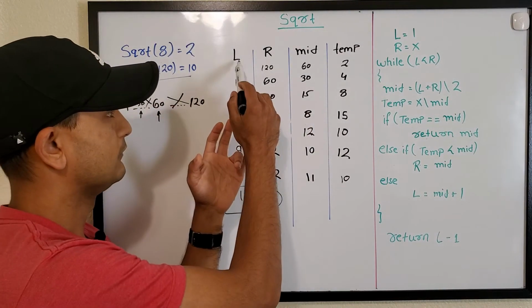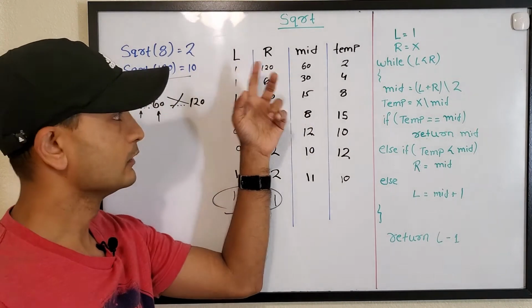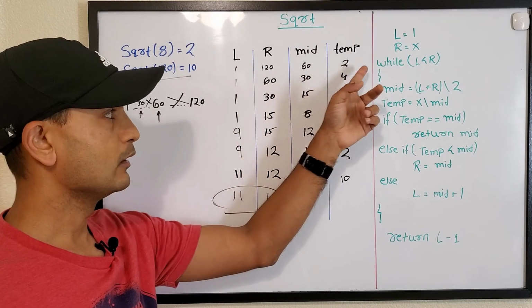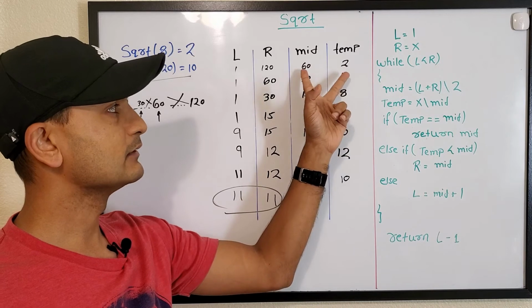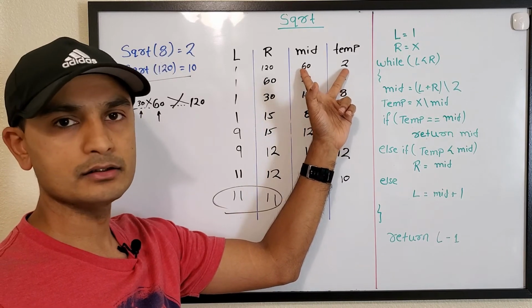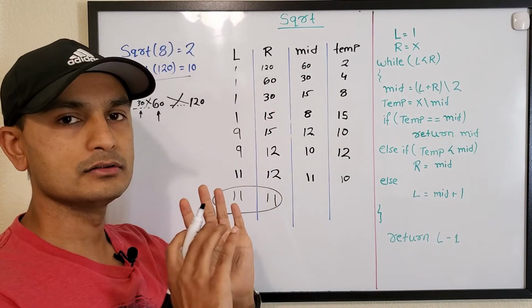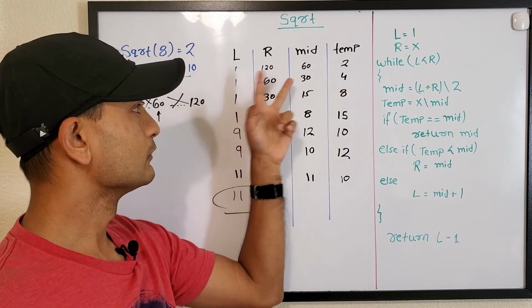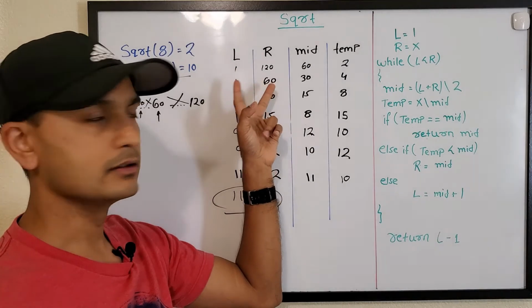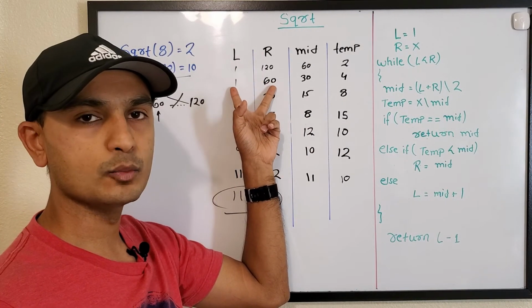So our left is 1, right is 120, right? So our mid would be 60. Now we divide 120 by 60, we get 2. So this is definitely less than mid, right? So we say that, okay, our solution set exists on the left of 60. So right is now 60, and our possible solution set is 1 to 60.